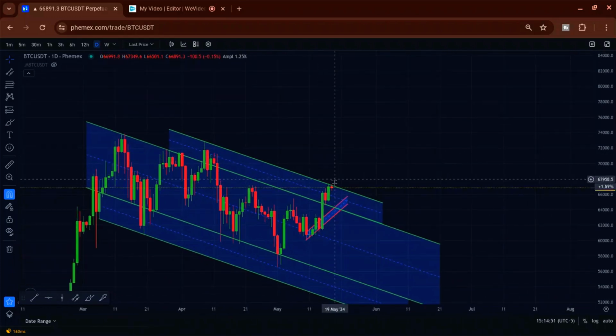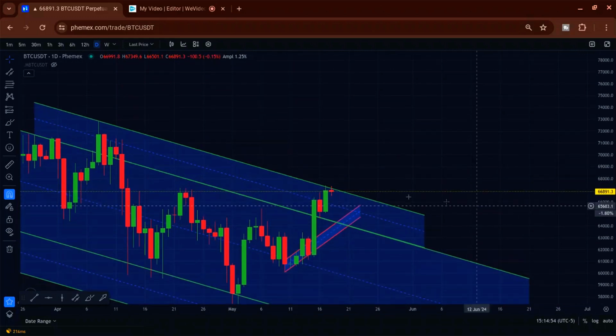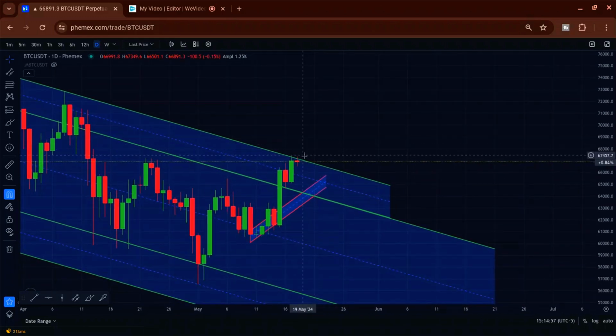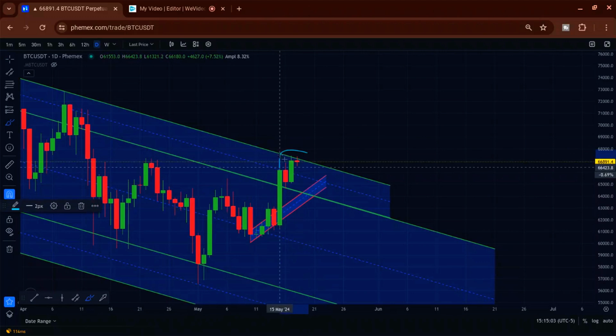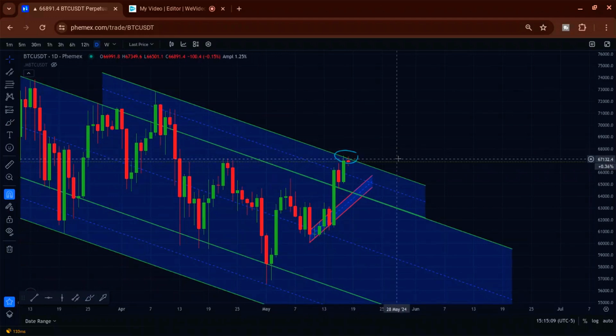And lo and behold, what's been going on, right? Why have I been talking so much about the 73,000 or the 67,300 level right there, right now? Look, I mean, that's no coincidence. That's getting rejected hard right there, right? And this could still be a bull trap.